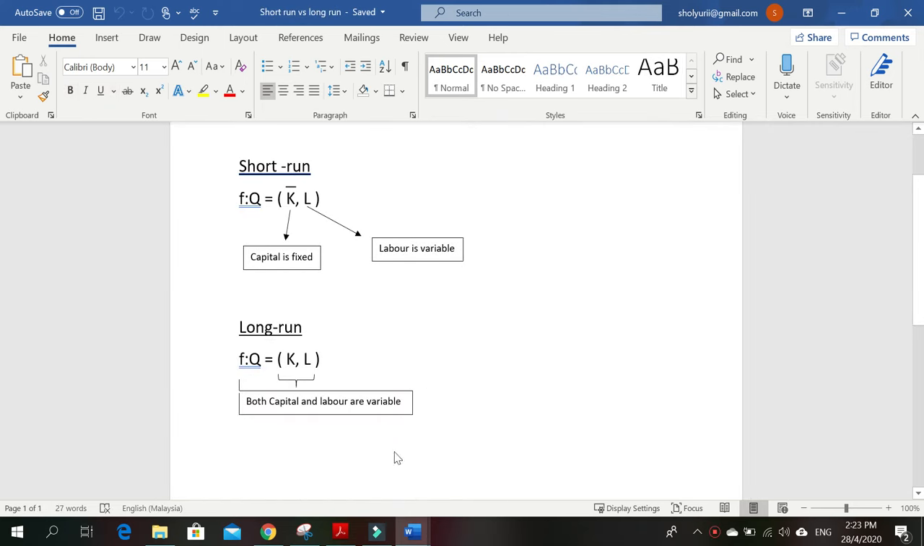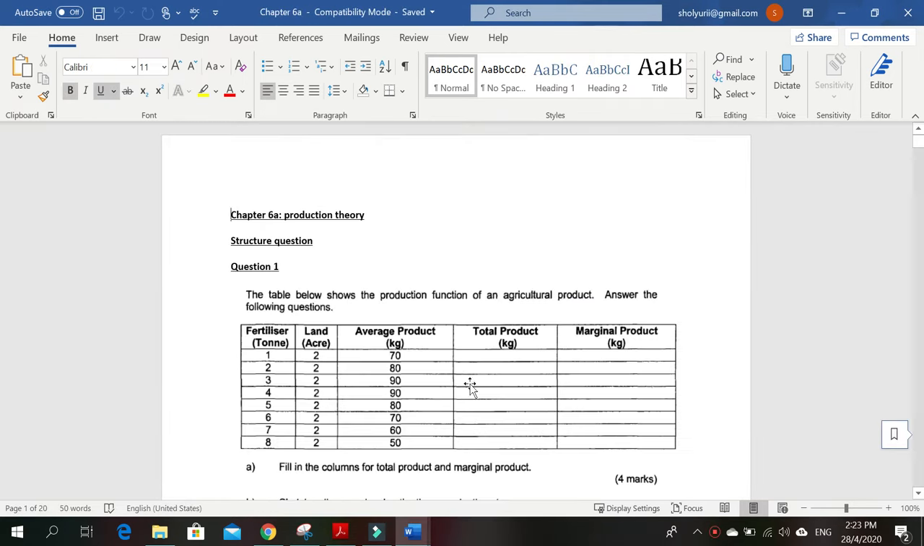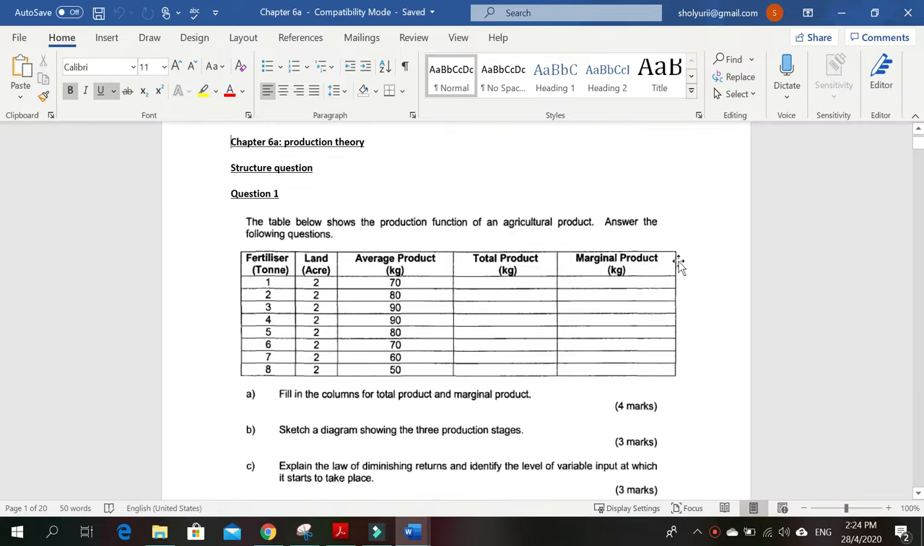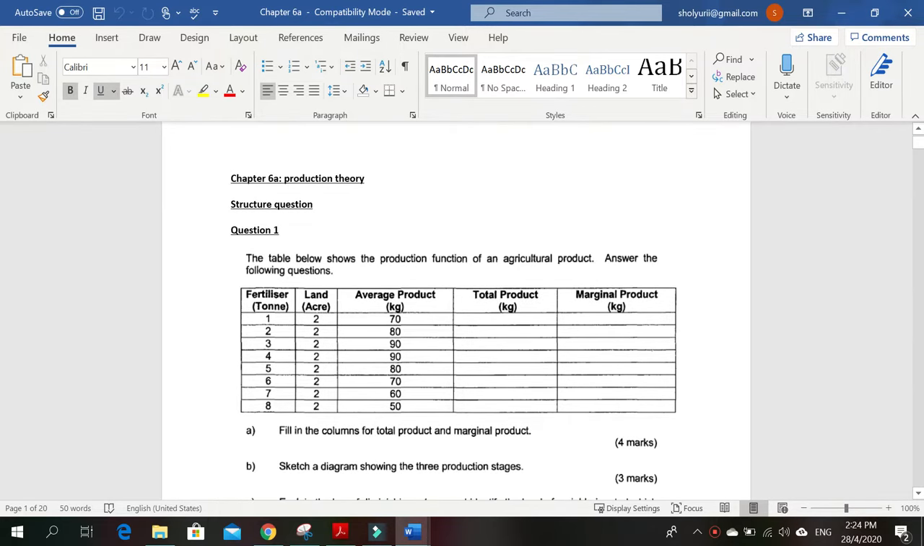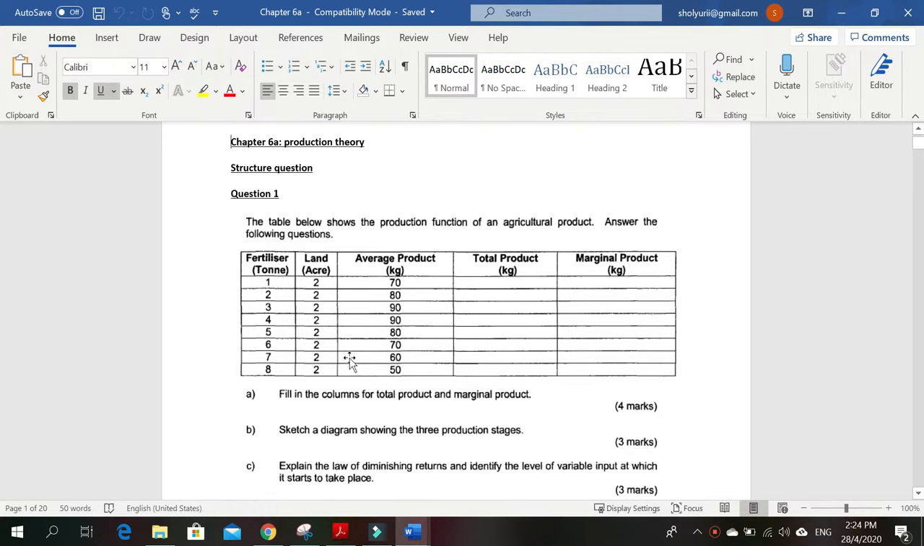Okay, like promise, kita akan tengok how to solve the problem, right? The question. So, actually saya dah asingkan this particular topic. It's about production and cost. Thing is, I divide two. I'll teach production first, and then I'll go for cost. So, for this one, is about the exercise or tutorial on production. Okay, so let's go for question 1.